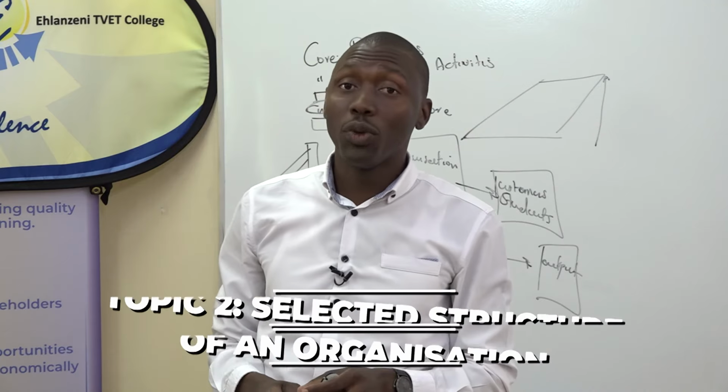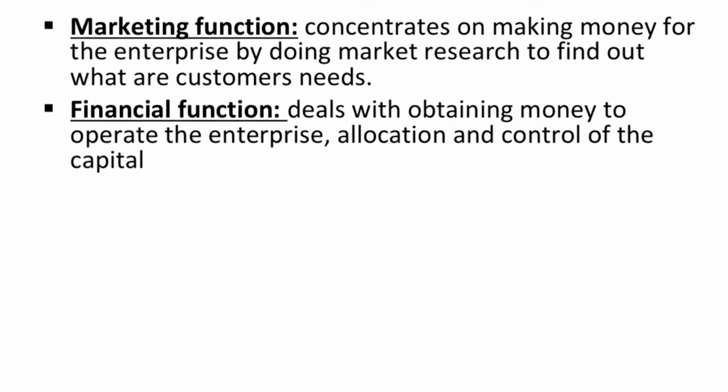Another function that we have in support of the core business is the financial function, which simply deals with obtaining money to operate the enterprise and allocating and controlling capital. Remember, the main aim of starting this business was to make profit. So we need this department to manage our finances so that we won't be in shortfall.